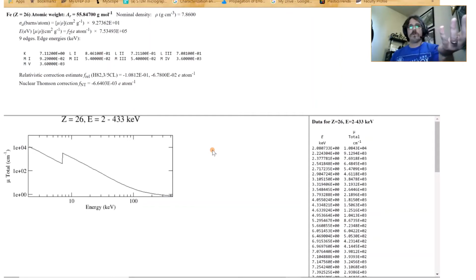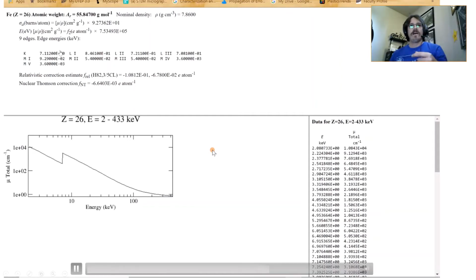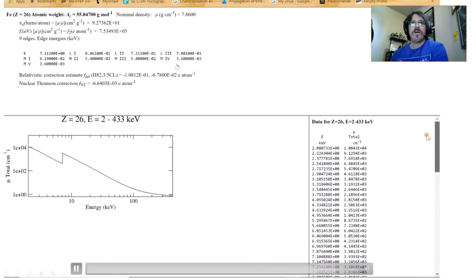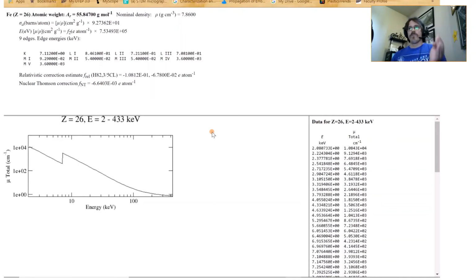And so it gives you a whole range of data. You get a graph. You also get edge absorptions, which we'll talk about later. But this actually gives you edge absorptions for a wide range of orbitals, right? So we have K, we have the multiple M's, and then we have the multiple L's as well. And sometimes L and M overlap in terms of energies and stuff like that, absorption, edge absorptions. And we'll talk about the absorption edge, but first let us work out a problem.